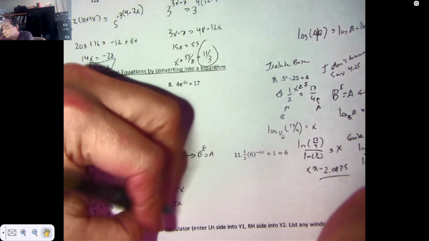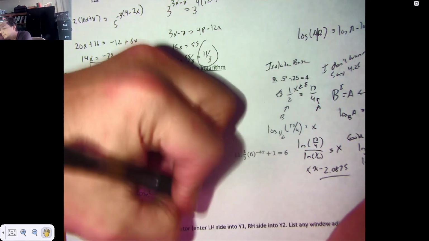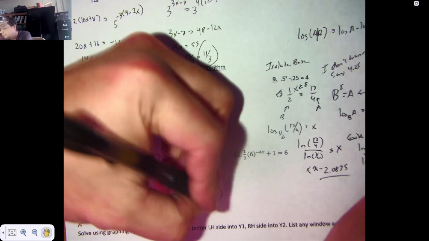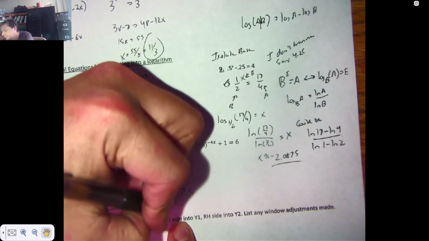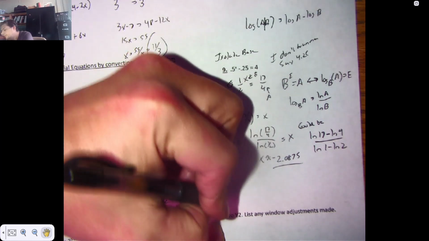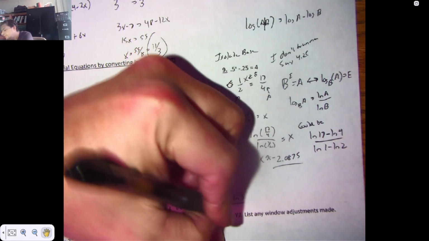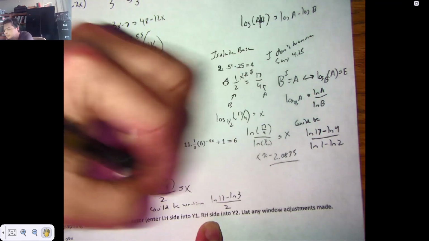A lot of kids like to go push buttons right here. Save that for later. All right. This is the natural log of 11 thirds over 2 is my x. And again, you need to be aware that this could be written natural log of 11 minus natural log of 3 over 2. It could be. They're the same.